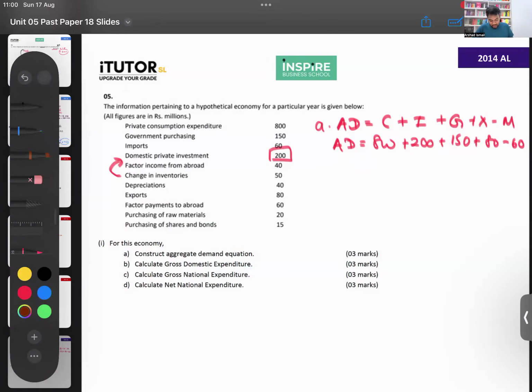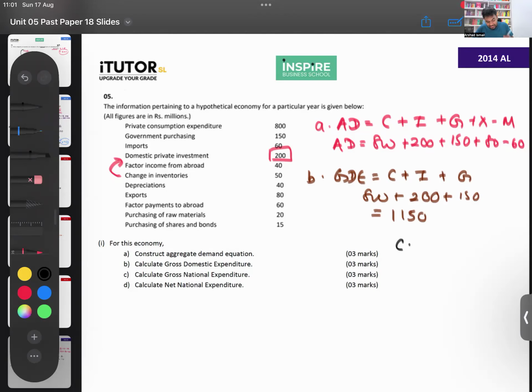Okay. The next one is gross domestic expenditure, GDE. So how do you calculate GDE? GDE is your private consumption, investment, and government spending. So private consumption is 800, investment is 200, government spending is here the 150. And how much do you get as GDE? 1150.